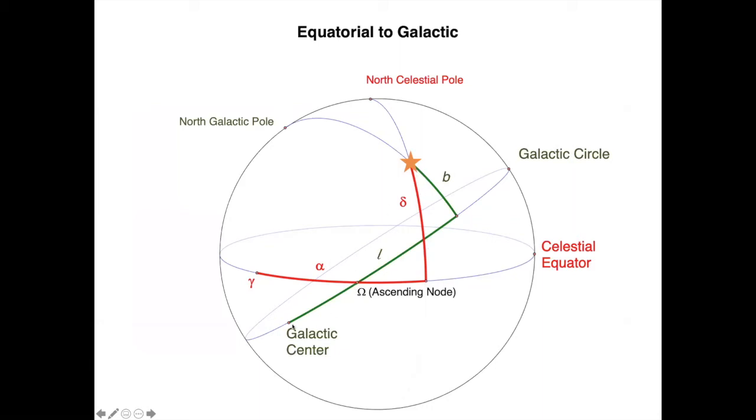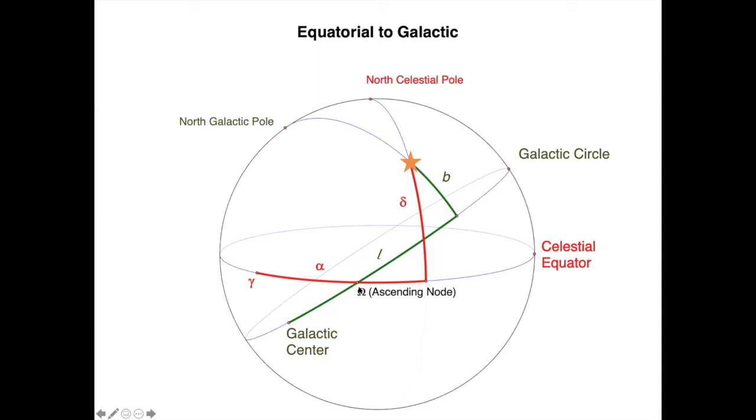For galactic coordinates, you start from the galactic center, go along the galactic circle to the vertical circle from the galactic pole to the star, and that is the galactic longitude. And then from the galactic circle to the star, that is the galactic latitude. We refer to these coordinates by the letters little l and little b usually.